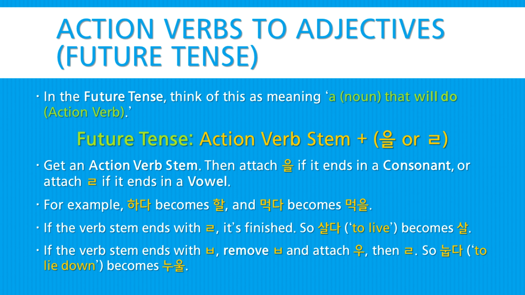If the verb stem ends with ㄹ, it's finished. So 살다, to live, becomes 살. Or if the verb stem ends with a ㅂ, remove the ㅂ and attach 우 as usual, then ㄹ. So 눕다, to lie down, becomes 누울.